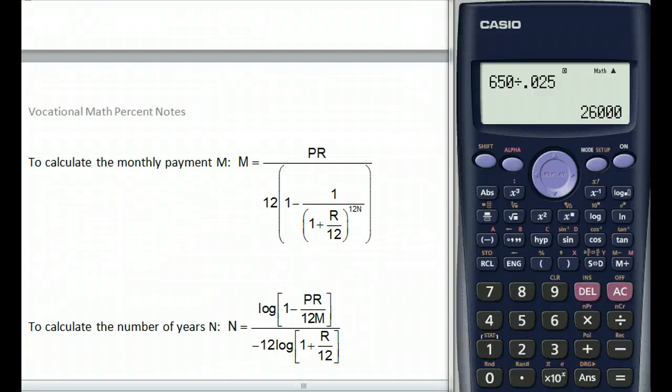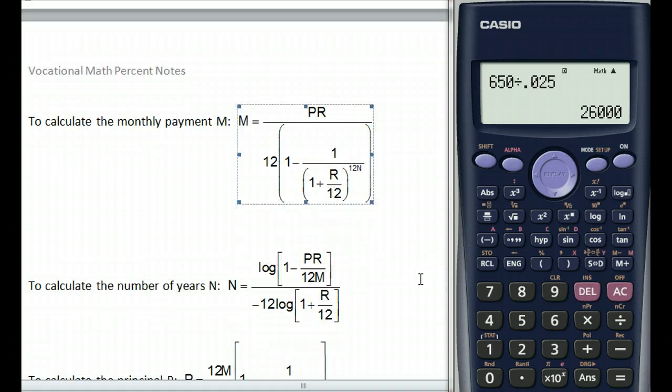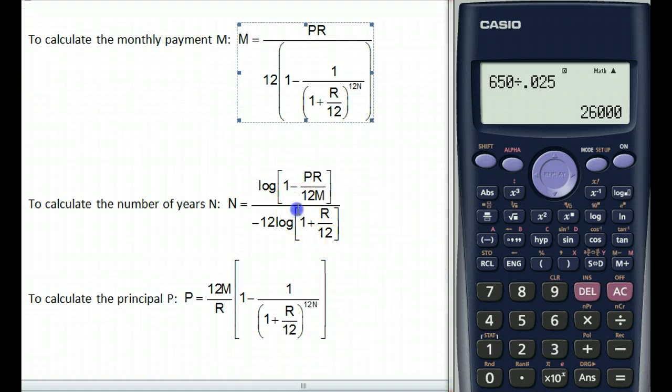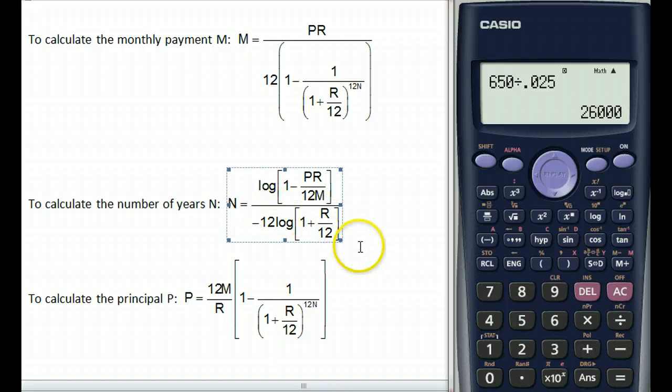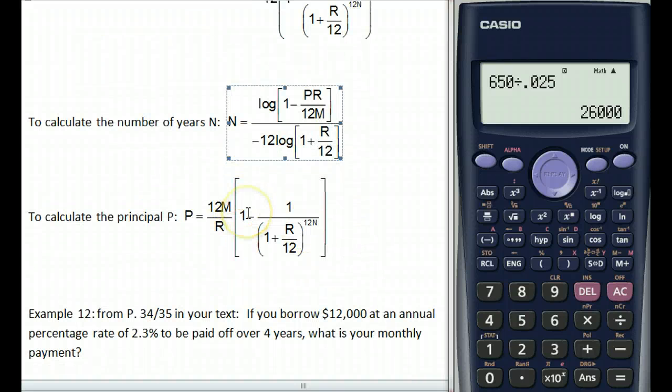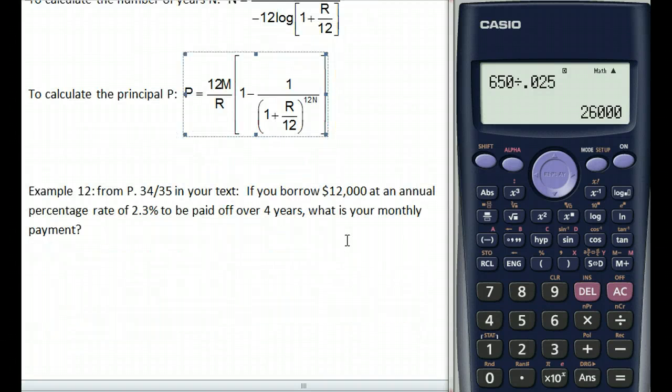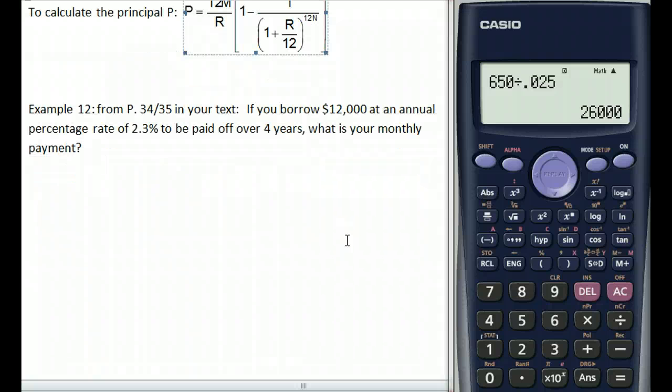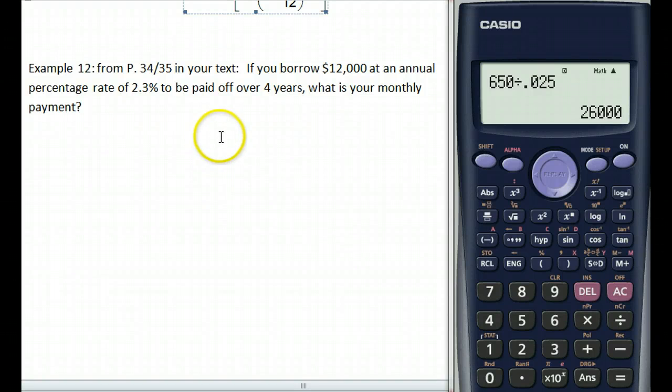If I want to calculate monthly payments, I have a formula here for M. This is my monthly payment formula. If I want to calculate the number of years and I know my monthly payments, then that's N. If I want to calculate how much money I have to borrow, then that's P. I'm only doing one example with one of these formulas because it's fairly complicated to type in.